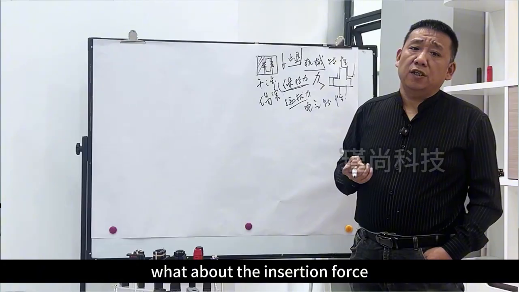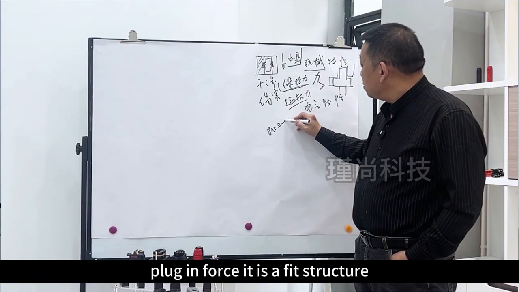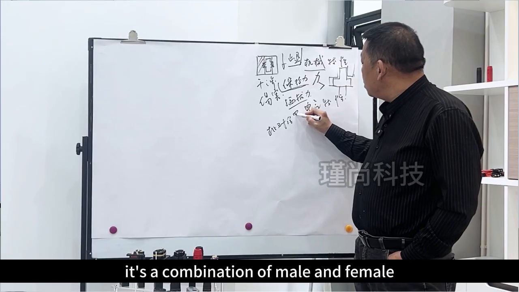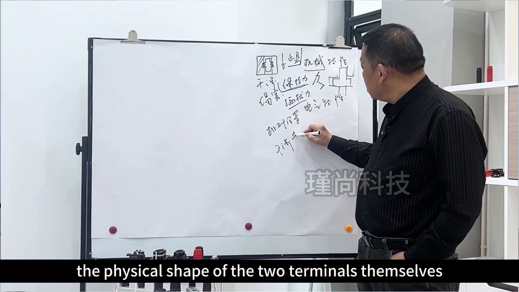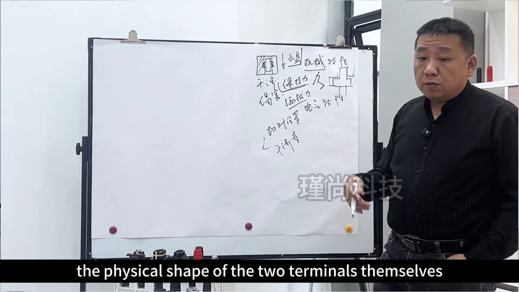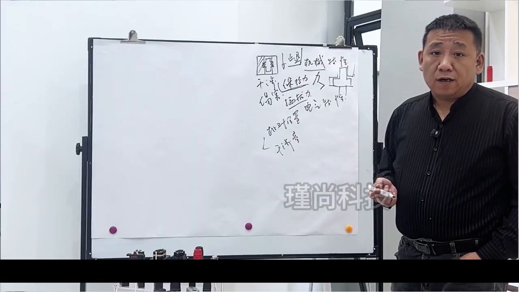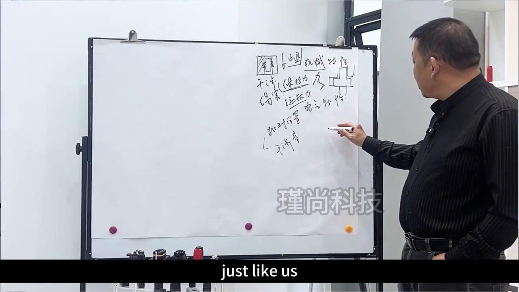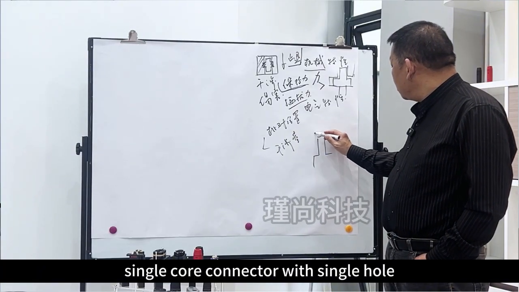What about the insertion force? This is more complicated. The insertion force comes from a fit structure, a combination of male and female. It involves the physical shape of the two terminals themselves, and their relative position and amount of interference. It has more factors, just like our single-core connector with a single hole.